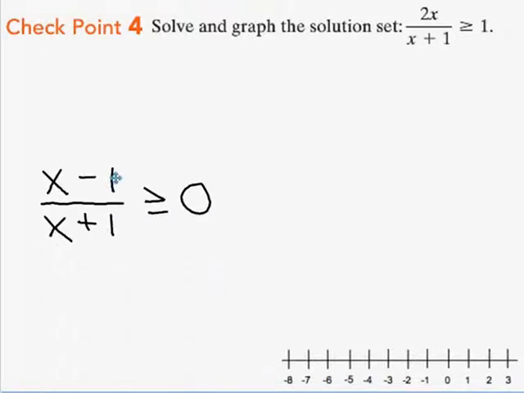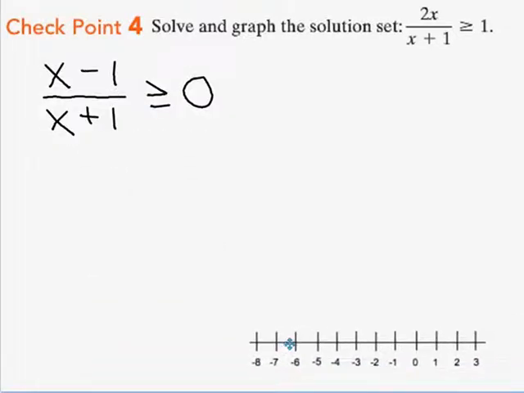Okay, boundary points. Set the numerator and denominator equal to 0. If I set the numerator to 0, I get a boundary point at 1. If I set the denominator to 0, boundary point at negative 1. Again, if you're thinking about a two-dimensional graph, the negative 1 is an asymptote, and the other one is just an x-intercept. All right, we do have some intervals to test out.